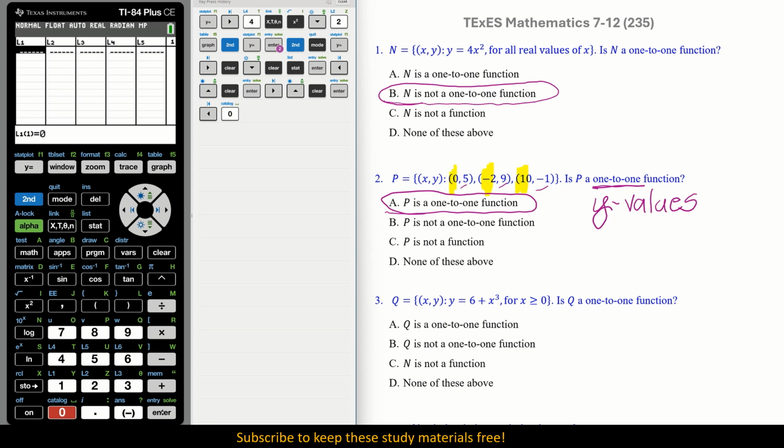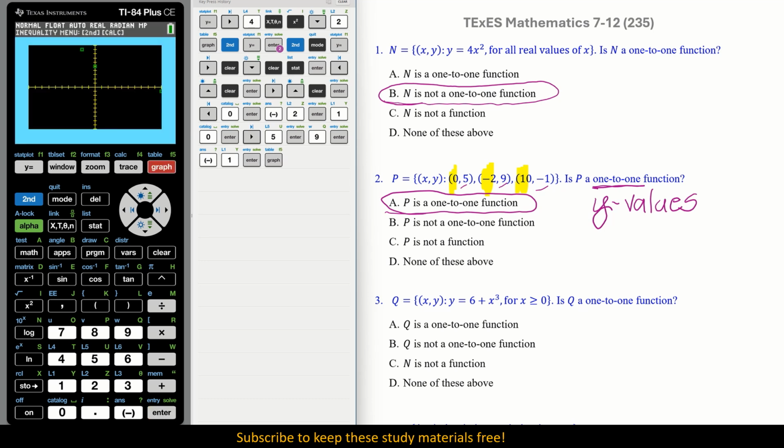Okay, 0, enter. Then that next one's -2. I'm putting in the yellow highlighted, and then 10. Now pop over, and our y's all go in our L2. So that's 5, enter, 9, enter, and -1. Now let's go to our graph.